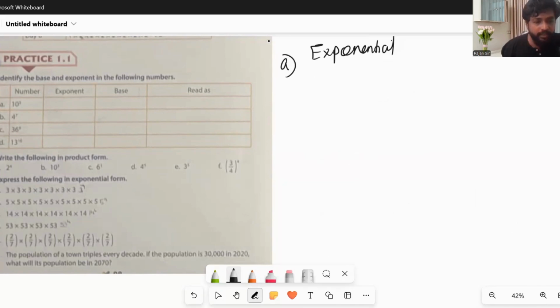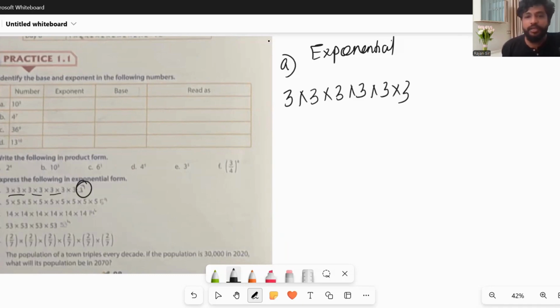Again, in this case, we have 3. Okay, let me just write 3 into 3 into 3 into 3 into 3. I need to count properly. 1, 2, 3, and 4. Sorry, somebody wrote an answer over here. So we got 3 into 3 into 3, into 3. Okay, so let me just count. We got 1, 2, 3, 4.